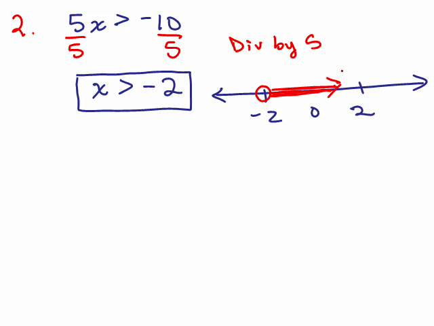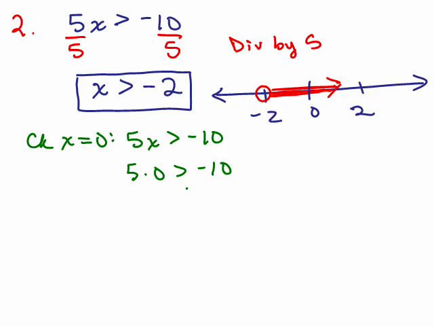Then I pick a number that it's going through, like 0 or 2 or any number you want, and we're going to plug that into the original. I always check 0 if possible. That's an easy number to plug in for x. Check x equal to 0 in 5x is greater than negative 10. You take the original problem, put in 0. 5 times 0 is greater than negative 10, which is saying 0 is bigger than negative 10. Is 0 bigger than negative 10? Yes, it's true. So I do have it going the right direction.